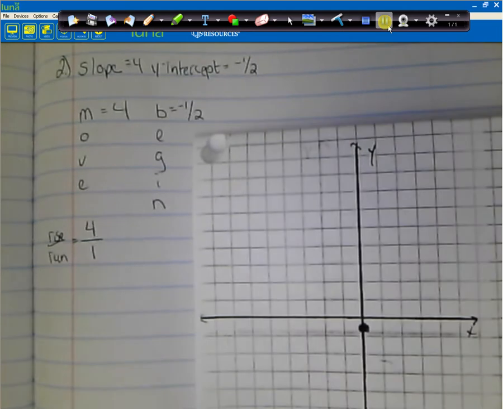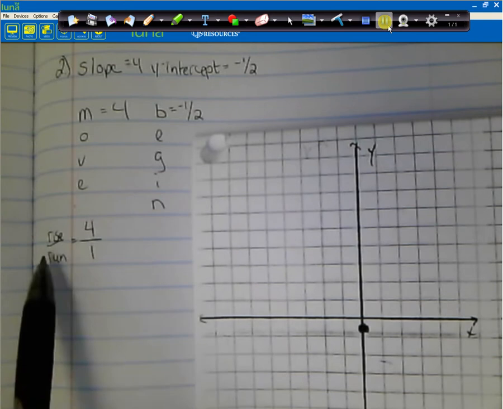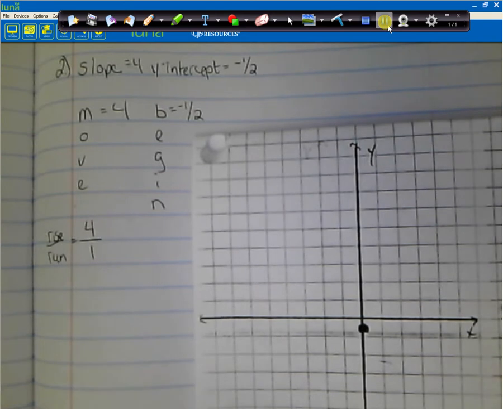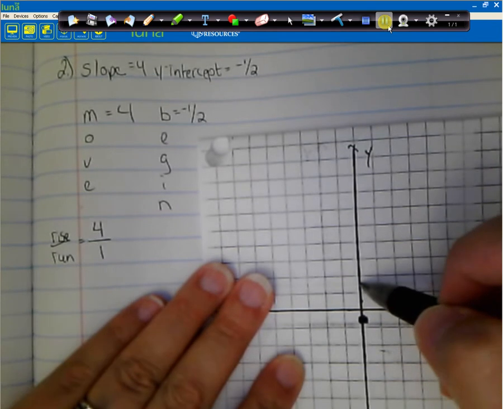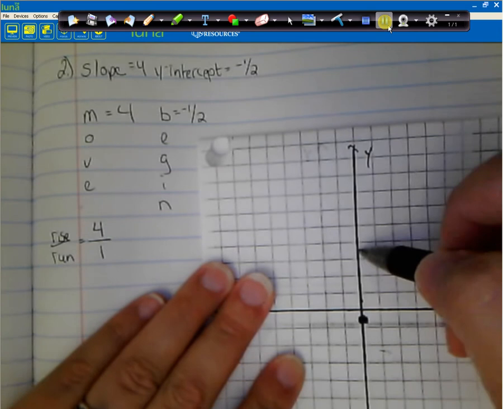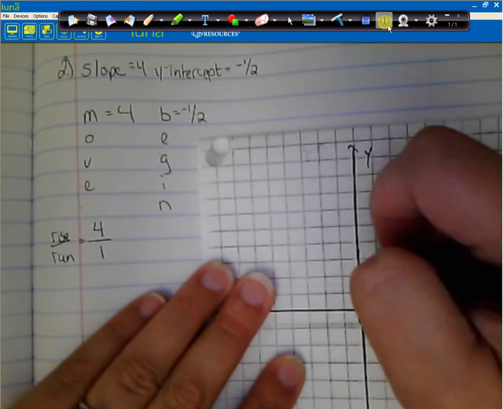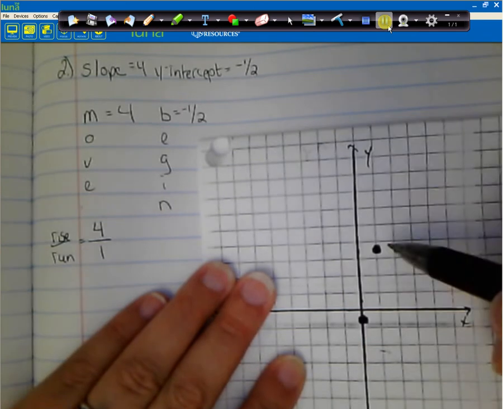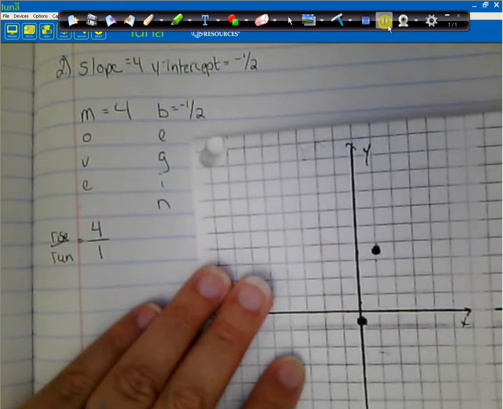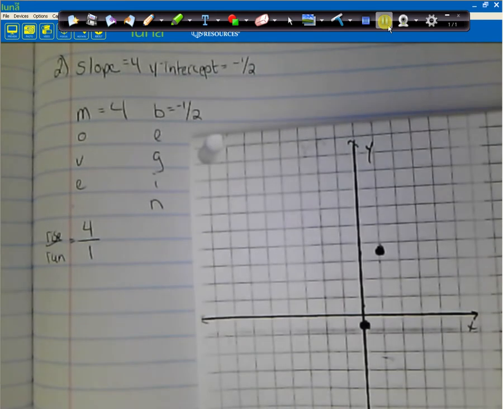So I'm going to go ahead and put my dot there. And then my move says to rise 4 and run 1. So from here I'm going to go up 4. Going up 1 would leave me in the middle of 0 and 1. So 1, 2, 3, 4 is going to be right here. Then I'm going to move to the right one because that's a positive 1. And again, notice that I'm still halfway between 2 points, just like I was when I did my y-intercept here.